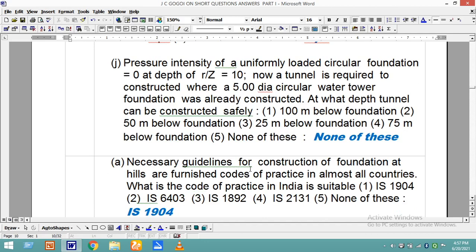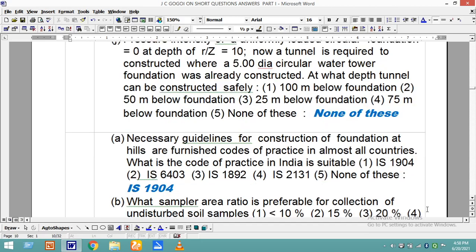Necessary guidelines for construction of foundation on hills are furnished in different codes of practice in almost all countries. Which code of practice in India is suitable? 1904, 6403, 1892, 2131, none of this. The guidelines for safety of foundation are given in IS 1904. So Indian only code.